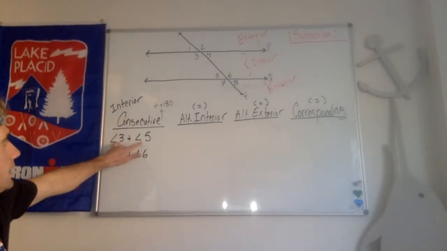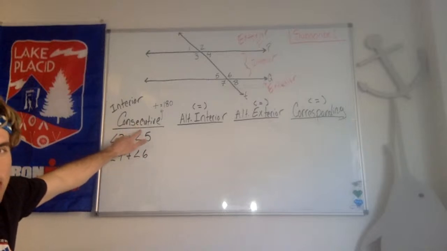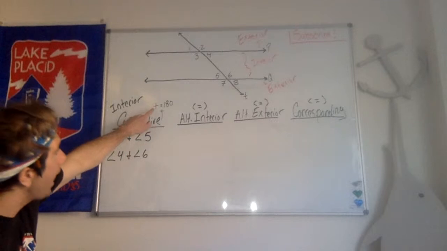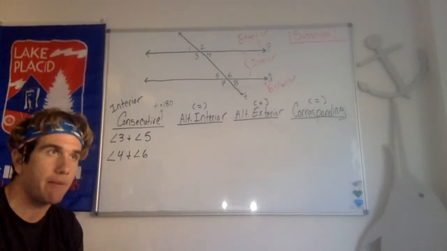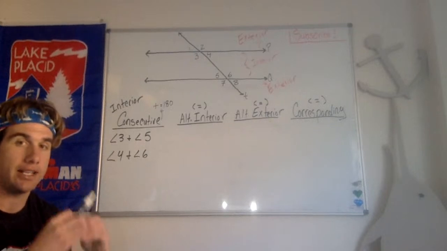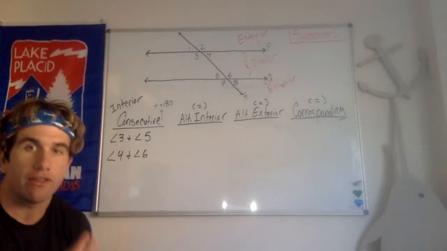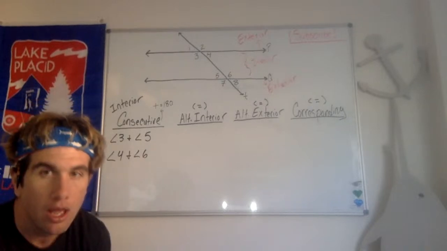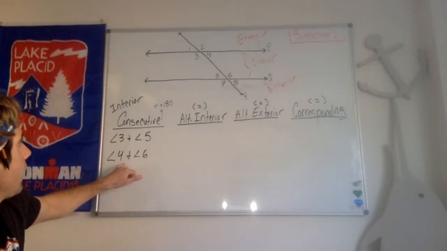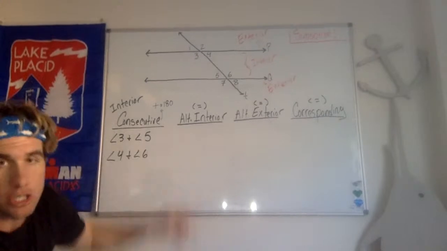Now, these 2 angles, 3 and 5, when it comes to interior consecutive, guys, they will add to equal 180. I stress that because as soon as we take this a step further and I start putting expressions in there, you're going to have to start making equations. All right? So, angle 3 and angle 5, angle 4 and angle 6. Now, let's talk about alternate interior.